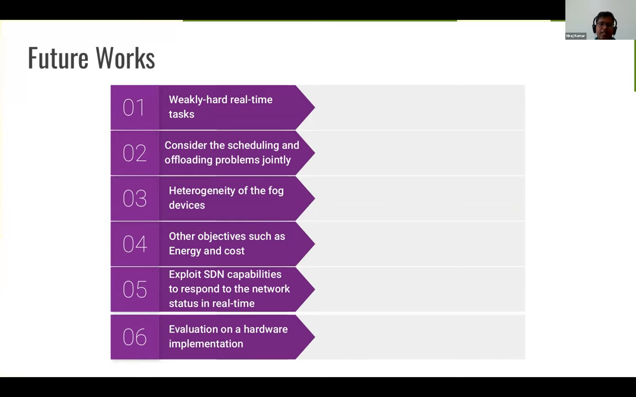This is not all. A lot has to be done. Currently we are exploring a heuristic solution for offloading, and extending this task model to a more generic model called weakly hard real-time task. One mention regarding scheduling: scheduling and offloading are tightly coupled problems. So we are also exploring other directions, like heterogeneity of the fog devices and considering energy and cost as part of the objective. So, thank you.